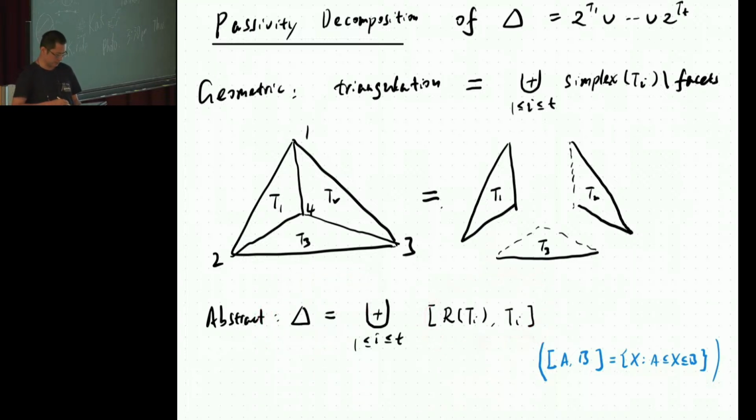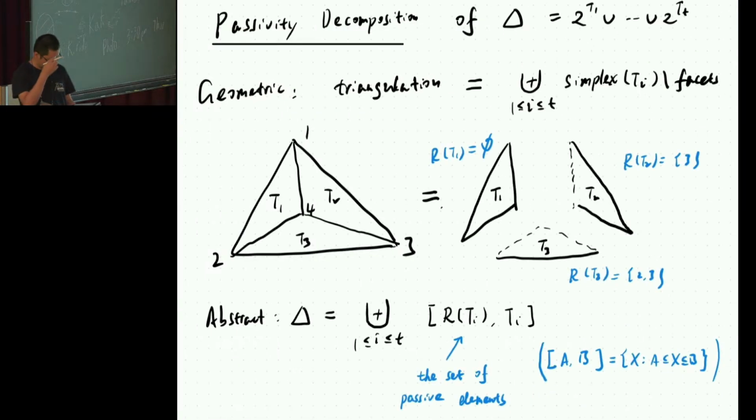The interval simply means all the subsets between A and B. Here this set is actually the set of passive elements I have just defined. So in this concrete example, T1 has no passive elements, so this is the empty set. For T2, this element is passive, so it's just 3. So for this tree, I have two passive elements, 2 and 3.